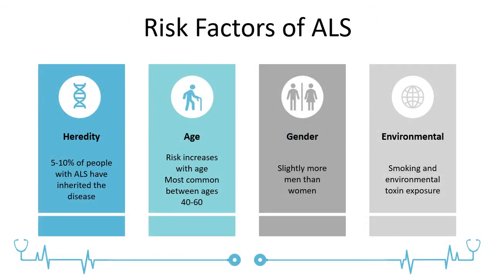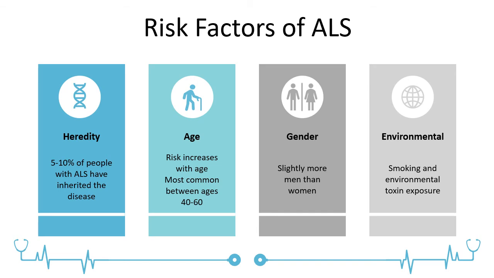Risk factors of ALS. Heredity. 5 to 10% of people with ALS have inherited the disease. Age. Most common between ages 40 and the mid-60s, as risk increases with age. Gender. Before the age of 65, there are slightly more men than women, but the gender difference disappears after the age of 70.